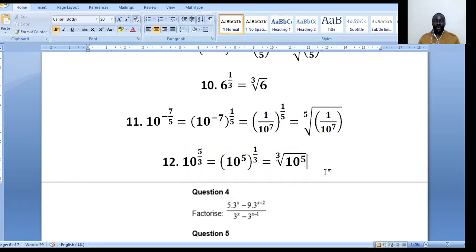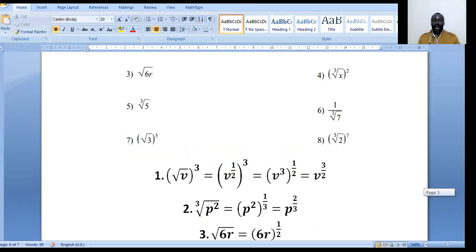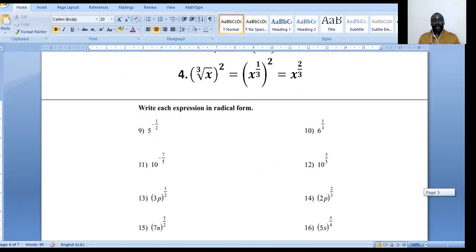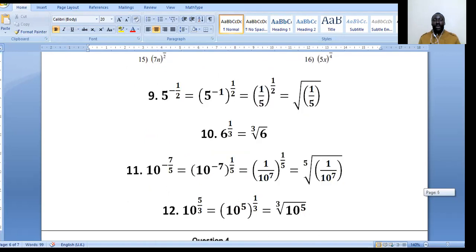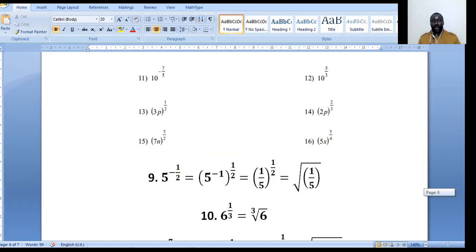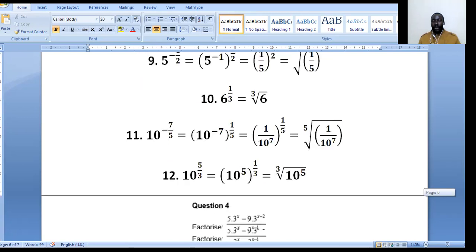Yes, so this is how we do it. This is how we handle the questions. If you are required to write from exponential form to radical form, this is how you write it. If you are required to write the questions from radical form to exponential form, you write it as we did it here. So these 4 questions are good enough for you. You can continue from there.